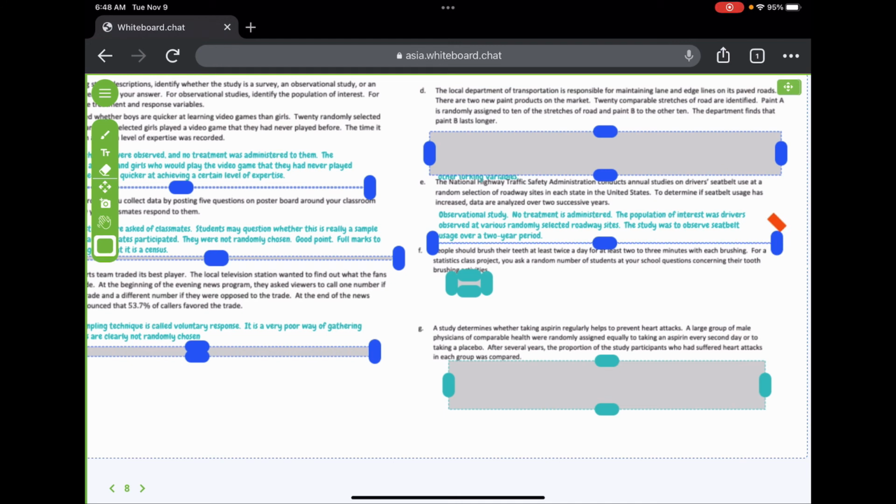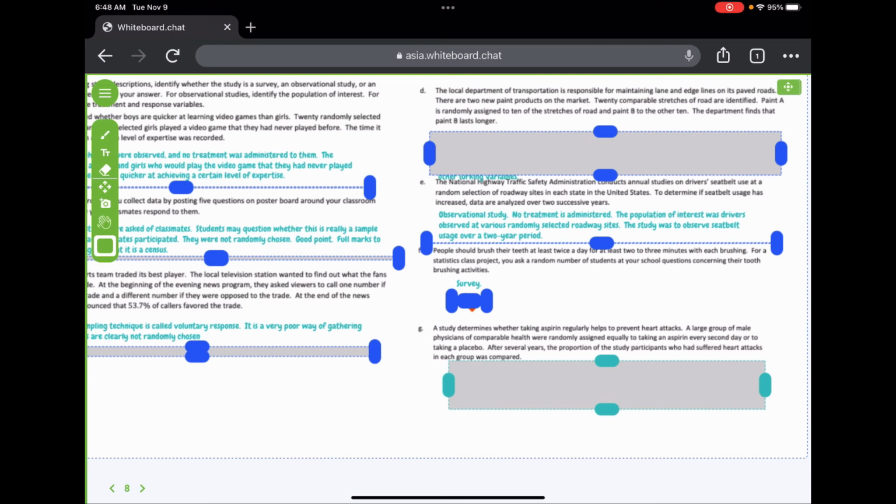For a statistics class project, you ask a random number of students at your school questions concerning their toothbrush. Well, that's just going to be a survey, right? You're just asking them questions about how they brush their teeth or how many times they brush their teeth. Okay, G says a study determines whether taking aspirin regularly helps to prevent heart attacks.